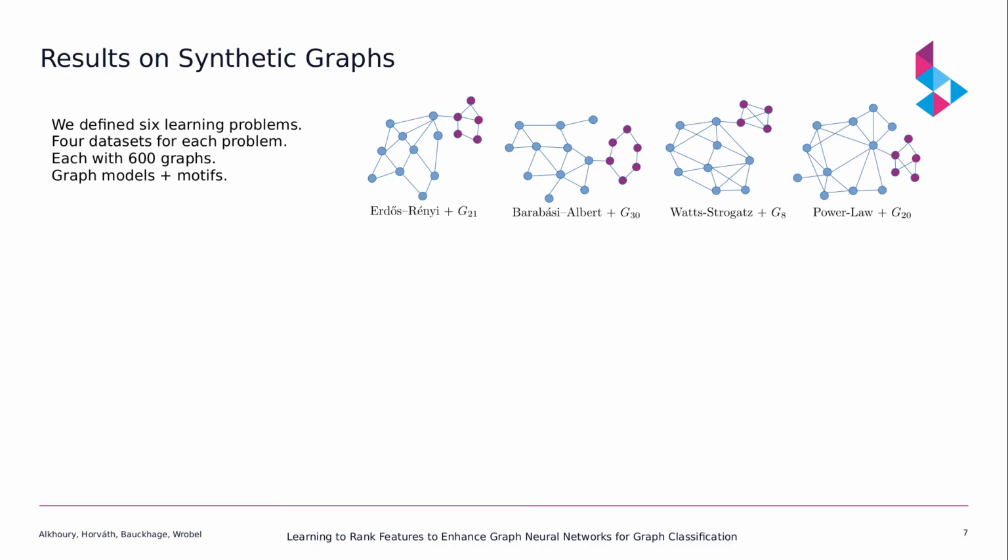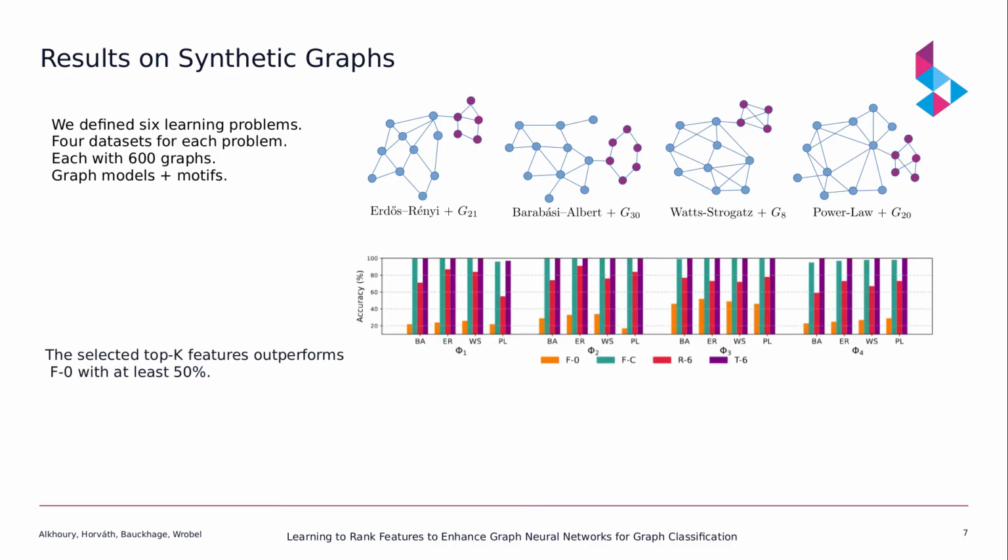We defined the target classes using 4 distinct graphlet motifs: the house graph, the hexagon, the 4-clique, and the path of 5 vertices with 2 chords. None of these graphlets is subgraph isomorphic to another. So we defined 6 problems, each with 4 datasets. So we have in total 24 problems here.